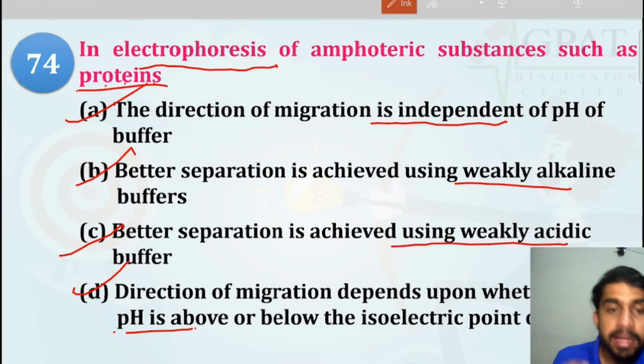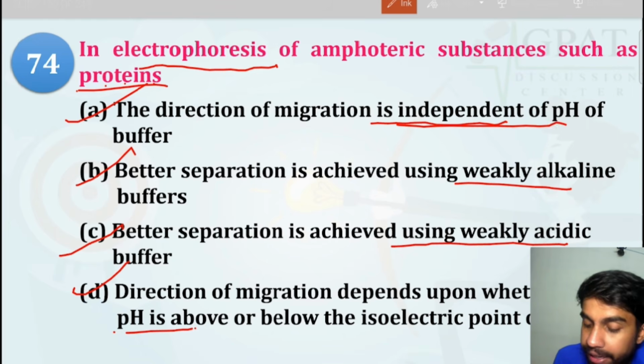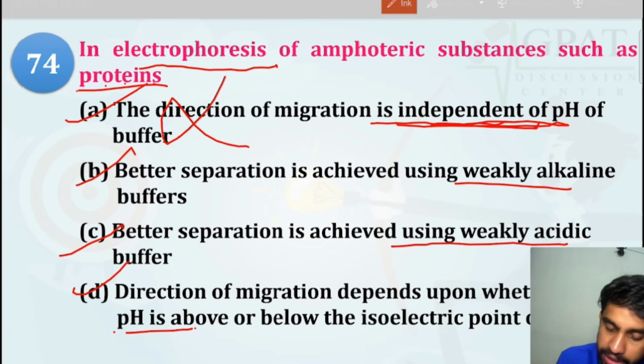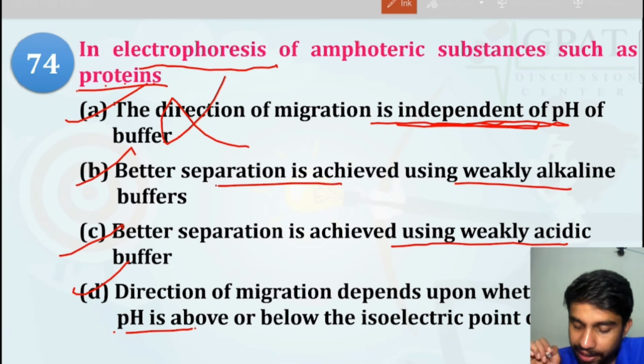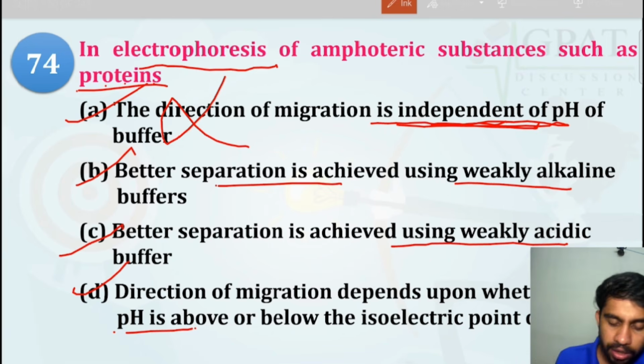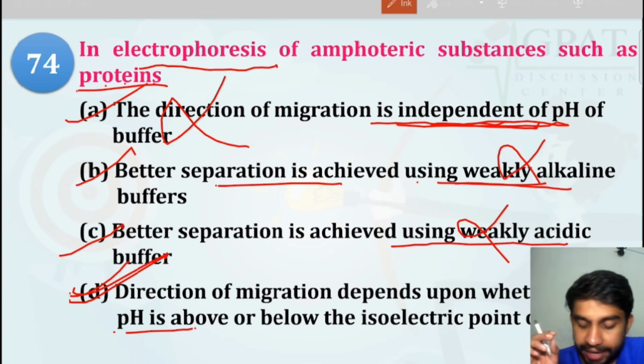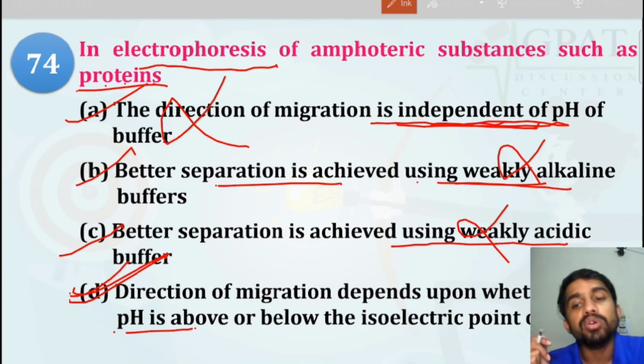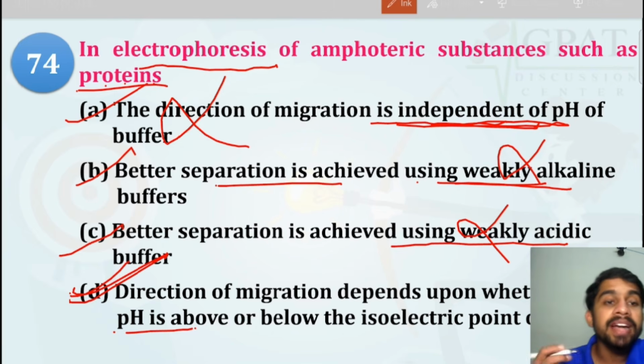The first option is saying the direction of migration is independent of the pH of buffer. No, the direction of migration will definitely depend upon the pH. Next, better separation is achieved using weakly alkaline or weakly acidic buffer. No, both are not correct. We can use either depending upon the condition. Yes, this option is saying direction of migration depends upon whether the buffer pH is above or below the isoelectric point of the sample. Why does this happen?